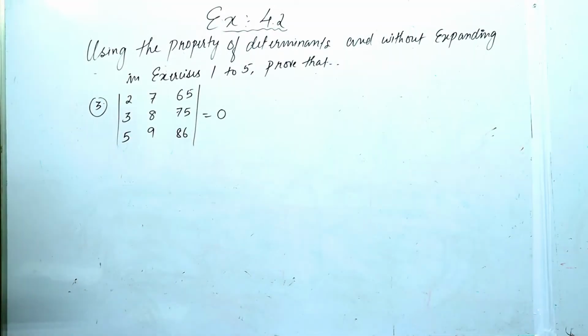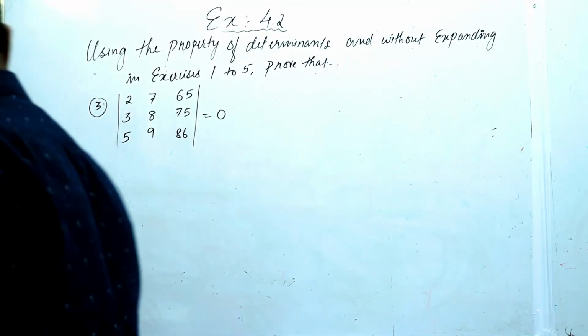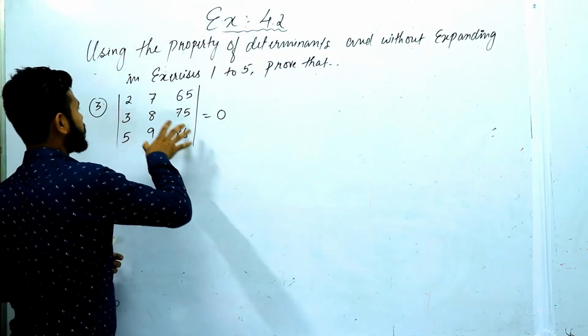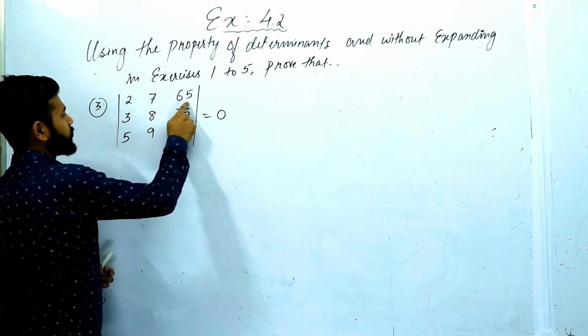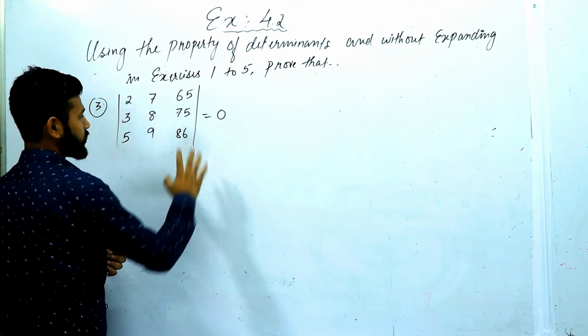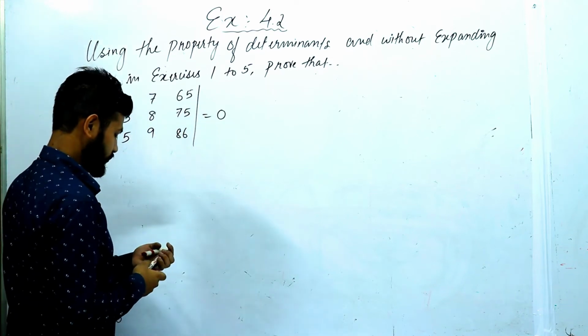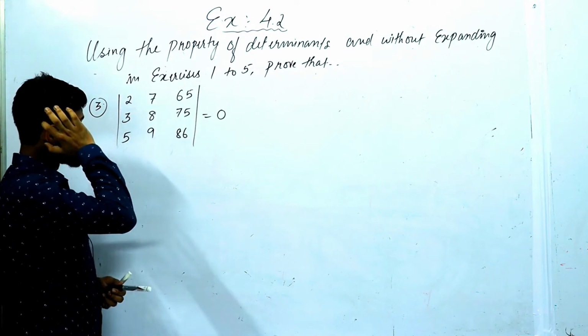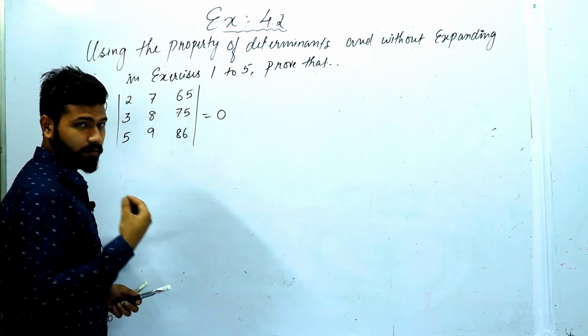So here goes our next question. Yes, nice question. The question is given with these elements in the determinant: 2, 7, 65, 3, 8, 75, 5, 9, 86. Now we have to prove it is 0. What can be done now? A nice question. So how to do this one? Let us apply some common sense.